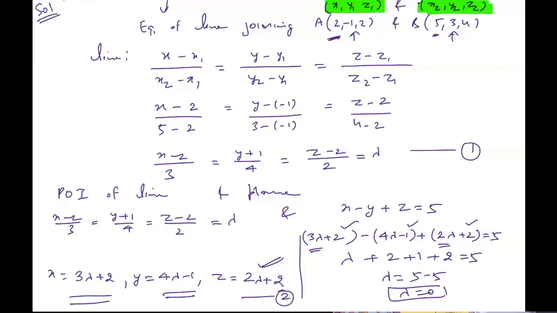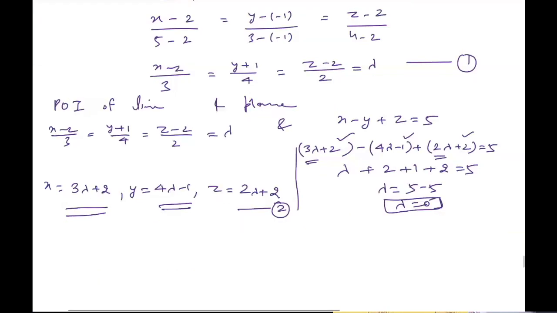Now what will be the point of intersection? Sagun will tell me. Beta, how to find the point of intersection? We got the value of lambda. Now where do we need to put this value of lambda? Sagun? In equation number 2. Very good, because we need to find the values of x, y, z. That is the point of intersection.